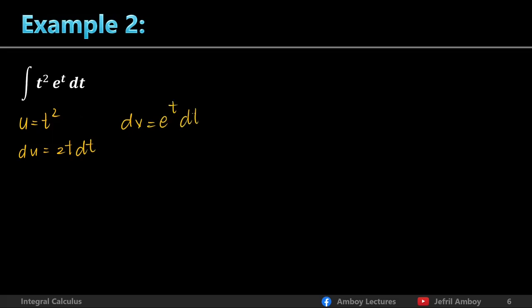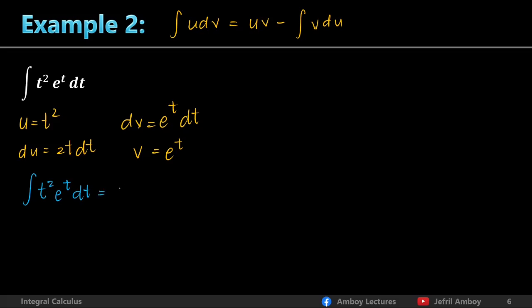E raised to t dt. So, yung v natin, of course, is e raised to t. Now, remember that, again, the integral of u dv, paulit-ulit, para hindi nyo makalimutan, is equal to uv minus the integral of v times du. Okay? Kopyahin lang natin. Palitan natin ang color. The integral of t squared e raised to t dt equals, yung u times v, t squared e raised to t minus the integral of v du.